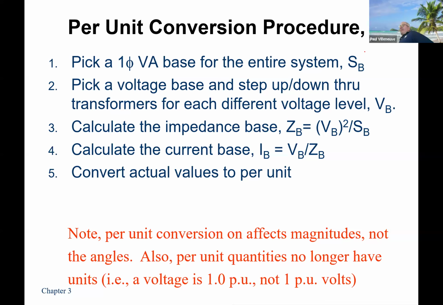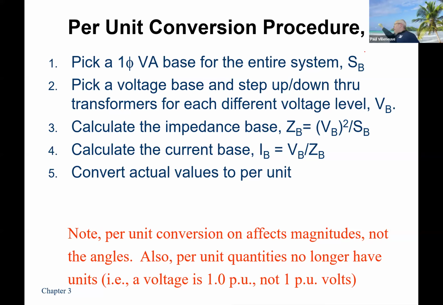So I have a voltage base, I pick one, and then everywhere I go up or through a transformer, I have to calculate the new base. How do I calculate the new base? I just use the turns ratio. The turns ratio will step it up or down. So I'm going to pick one S base, I pick one V base, and all the other V bases on the other sides of the transformers are going to be calculated off that one V base.